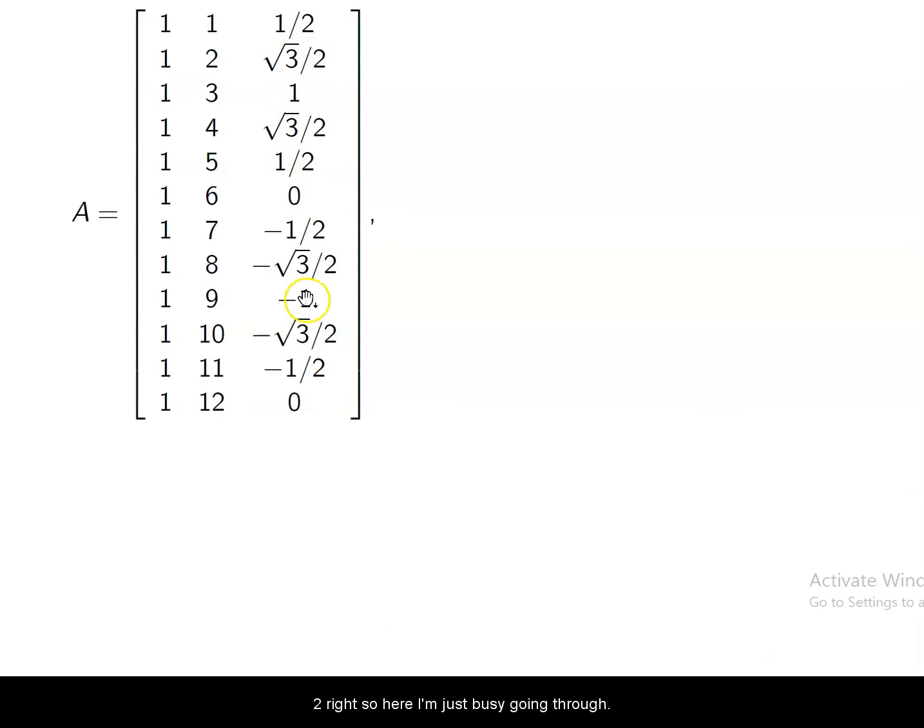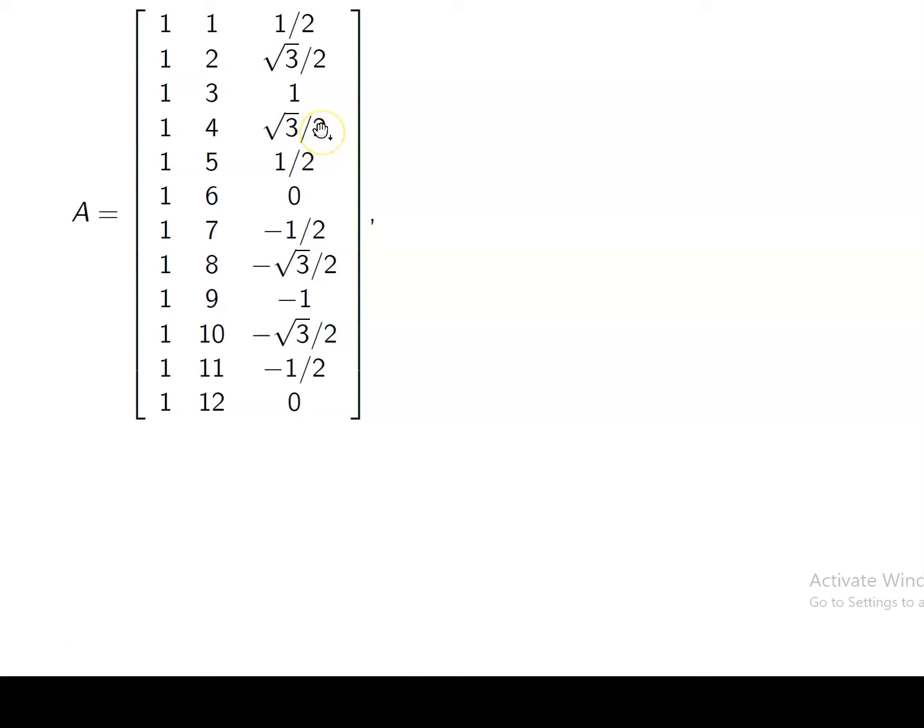So here I'm just basically going through the unit circle at a rate of pi over 6. So sine of pi over 6, sine of pi over 3, sine of 3 pi over 6, which is pi over 2, right? Or the 90 degrees. So 30, 60, 90, and then we're going down on the other side, right?